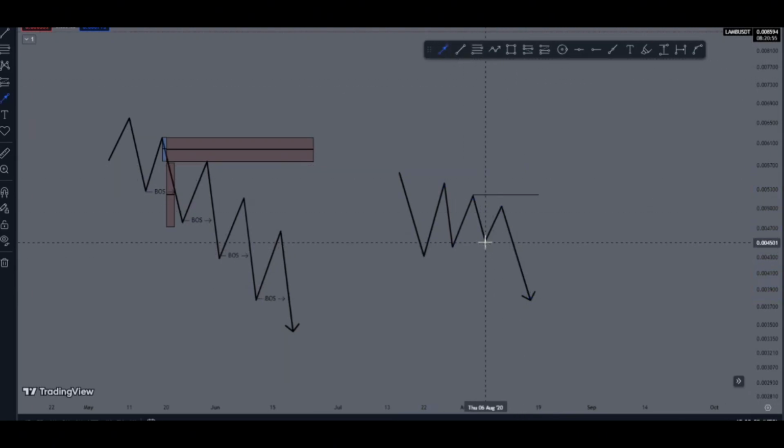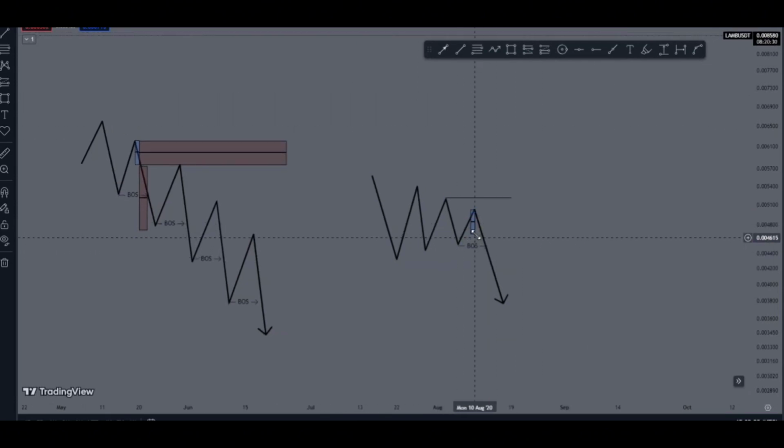So let's say it has broken structure already. Then we'll now mark it as our break of structure here. Then we'll now find our last bullish candle. Let's imagine here will be our last bullish candle. Let me change it to blue. Here will be our last bullish candle.